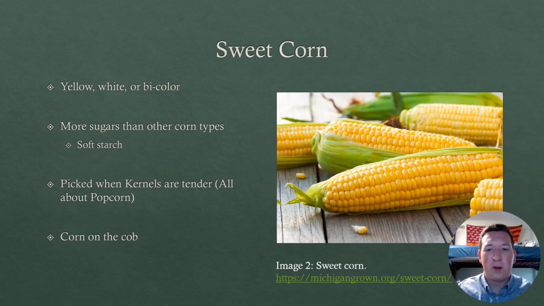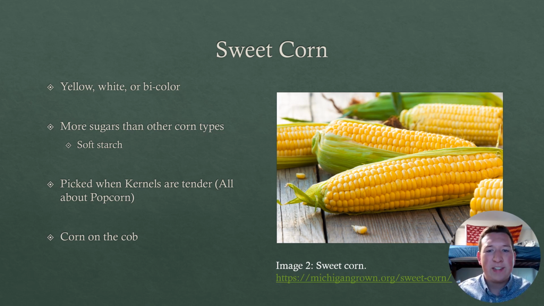So the first type of corn we're going to talk about today is the most recognizable, sweet corn. So we all have seen sweet corn in the grocery store. It's the corn on the cob, the corn that comes in cans that we eat. This is the corn that we are going to be directly consuming. It's either yellow or white in color, or a mix of yellow and white, which we call bicolor.